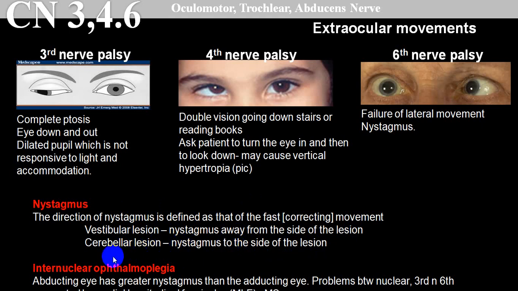And in an internuclear ophthalmoplegia, we have discussed separately. So the abducting eye has a greater nystagmus than the adducting eye. So this will be in an internuclear ophthalmoplegia, just out of the way.